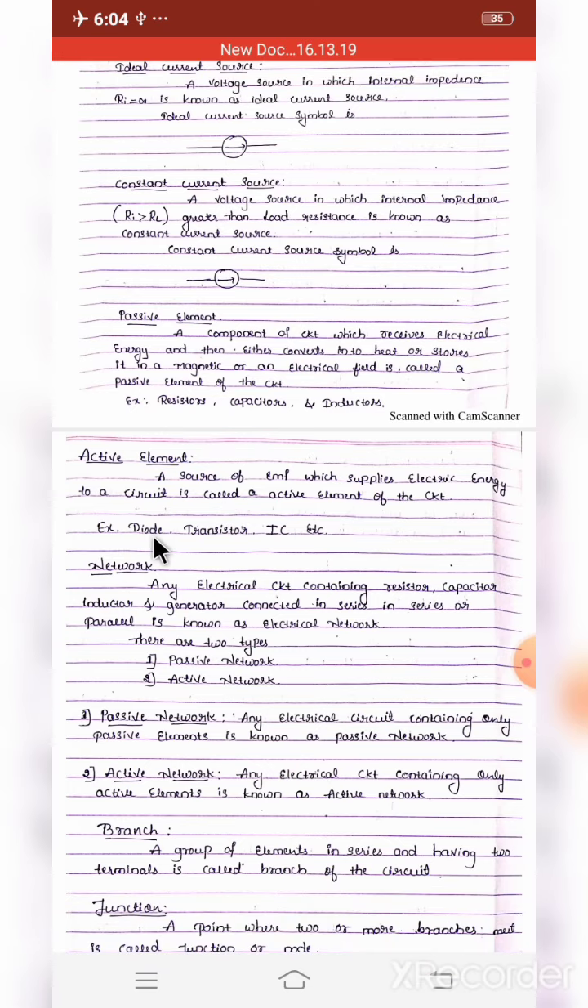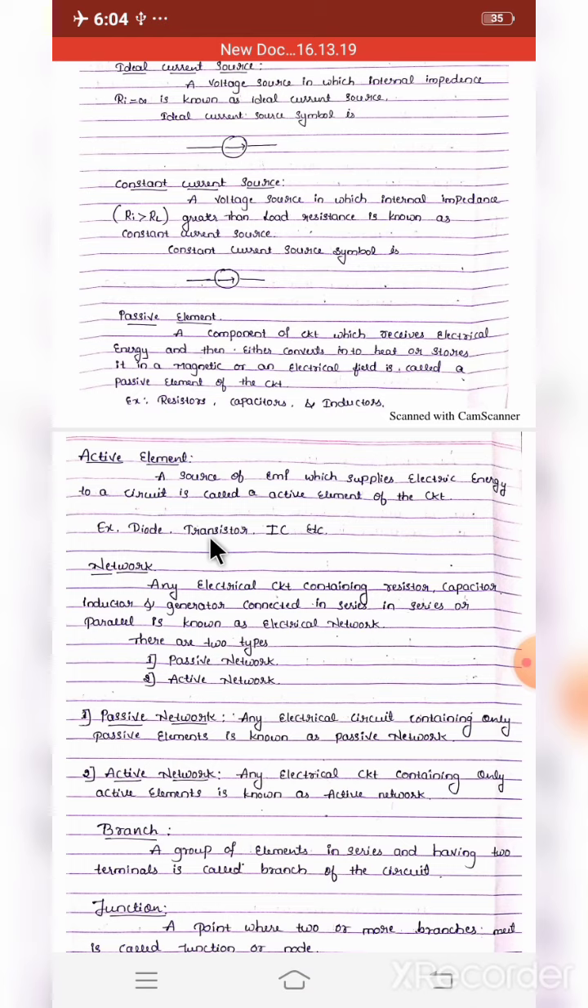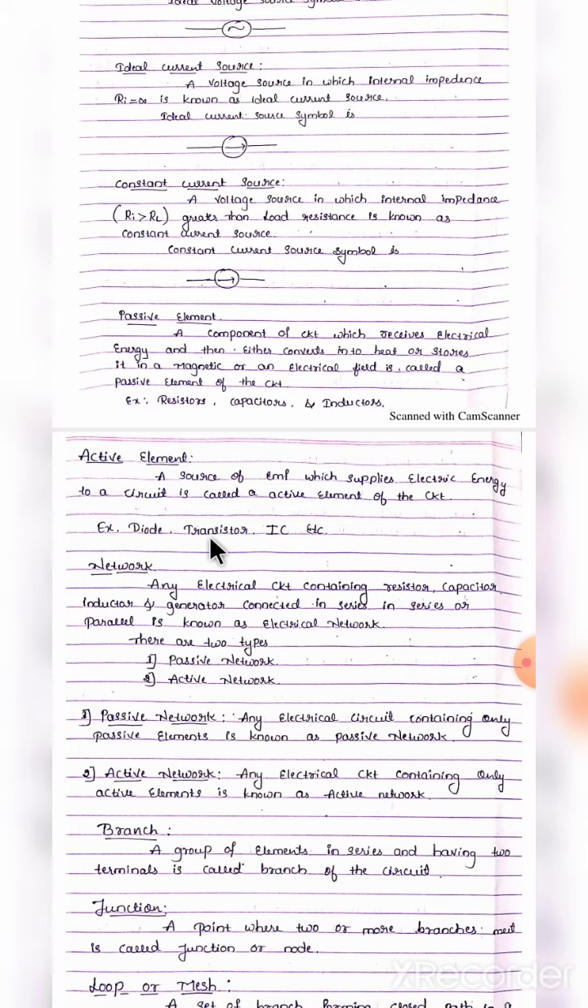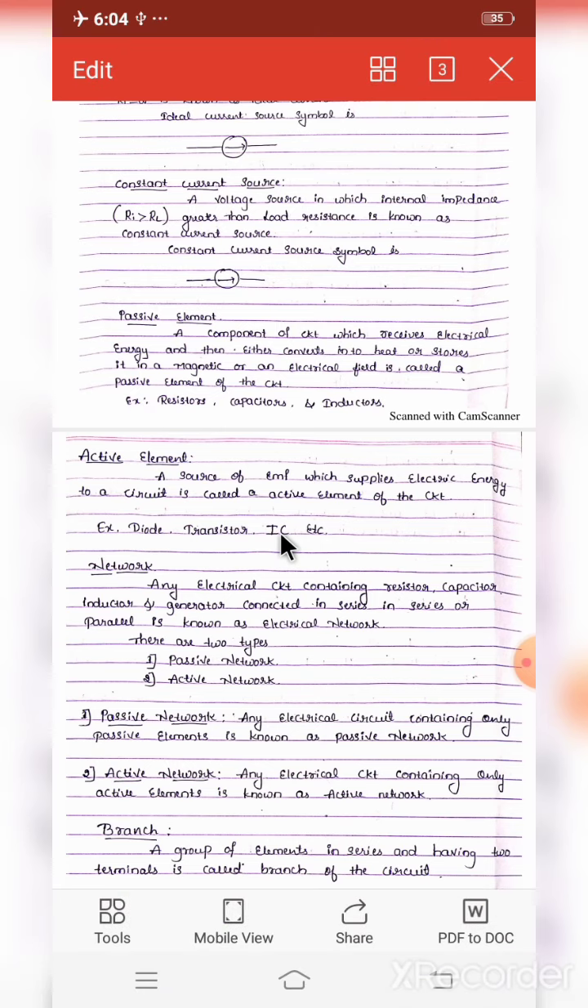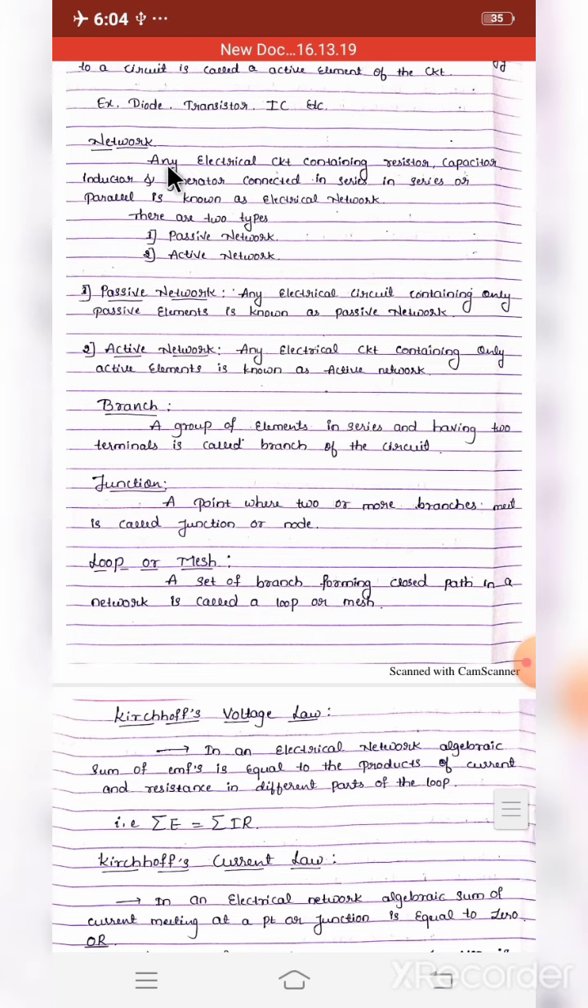So examples are diode, transistor, IC, etc. Diode means what? To get a high output from a small signal input, diodes are used. Transistor means what? In your PUC, a transistor is a 3-terminal, 2-junction device which acts as an amplifier. Next, IC means integrated circuit. IC 555, IC 7400, these are examples of integrated circuits. Okay, next, network. So what do you mean by the network?